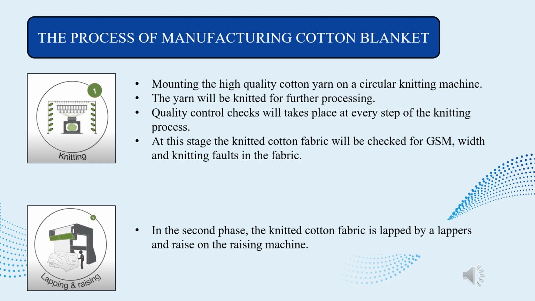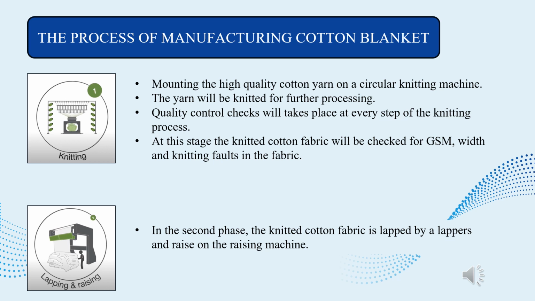Next, the process of manufacturing cotton blanket. First, knitting. Mounting the high quality cotton yarn on a circular knitting machine. The yarn will be knitted for further processing. Next, quality control checks will take place at every step of the knitting process. At this stage, the knitted cotton fabric will be checked for GSM, width, and knitting faults in the fabric.